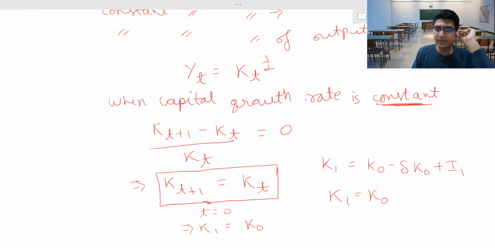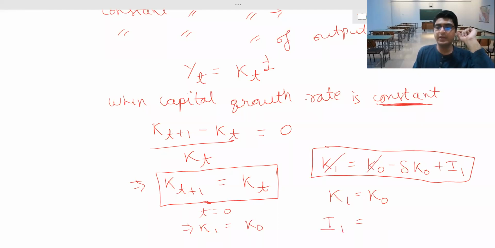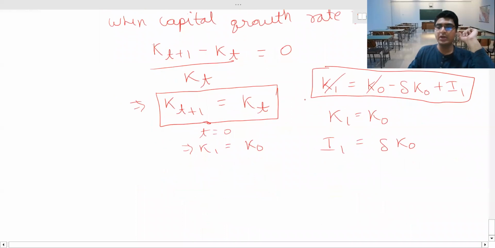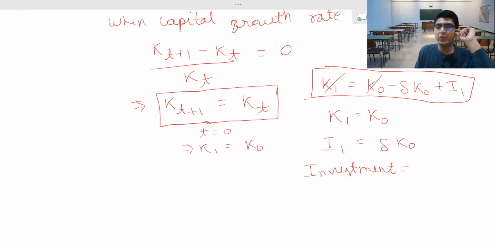ठीक है. So in general, अगर K1 is equal to K0, then what that means, ये कैंसिल आउट हो जाएंगे. So you'll get I1 equal to delta into K0. Okay, which basically means you want investment to be equal to depreciation. So that's the interesting part. What you're doing here is that you are investing the exact amount which is being depreciated from the economy. Basically, you are replacing the depreciated capital by the exact amount of investment.